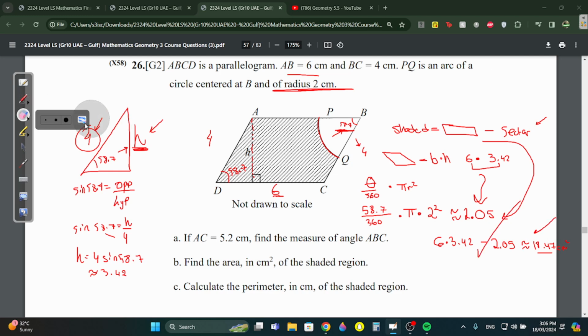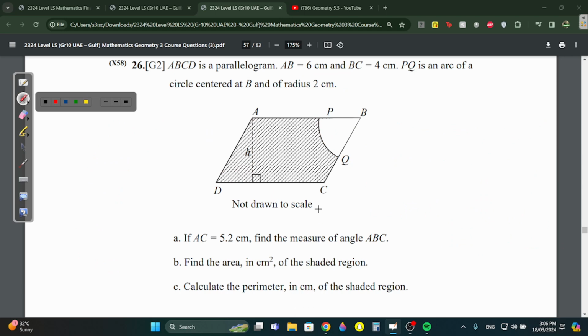Okay, so don't worry. Calculate the perimeter of the shaded region. The perimeter of the shaded region, you add up the sides. So you have 4 here, then you have 6 here, then we have this over here, and then we have this, and we have this. This is the tricky part. This is a circle. Think of this as a circle. It has a radius of 2. That means this over here is 2, and this over here is 2.